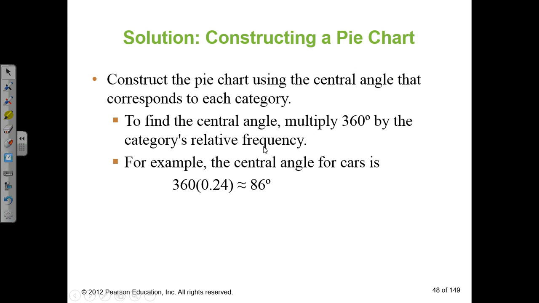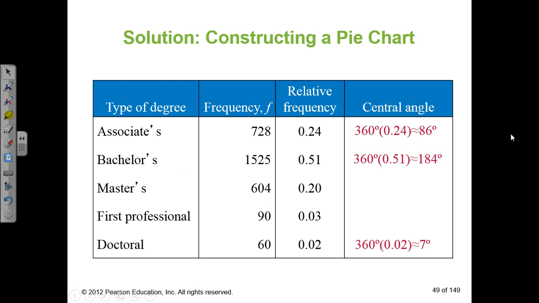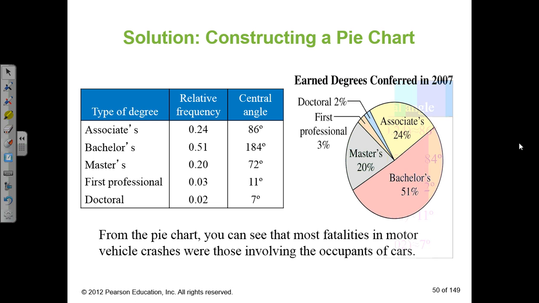To construct a pie chart, you really do need to use a protractor and a compass and figure out angles. We're not going to do that, but if you wanted to, you would just take 360 degrees times the 24% that the associate degrees were, and you would get 86 degrees, and you could use a compass and a protractor to divide the circle of 360 degrees up into these size sectors. But here's what the pie chart looks like.